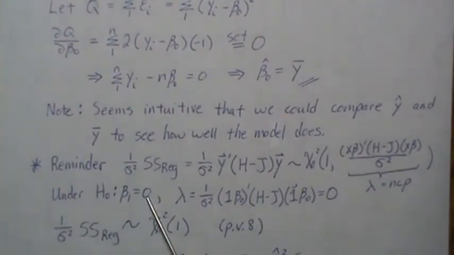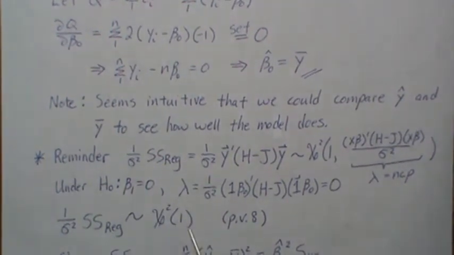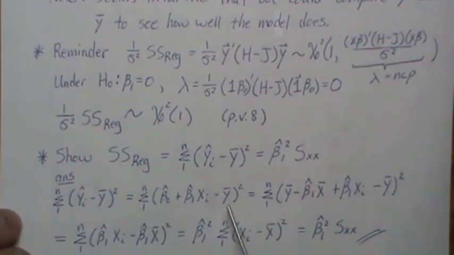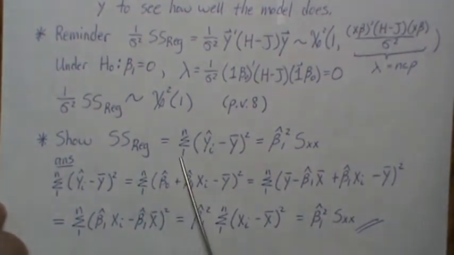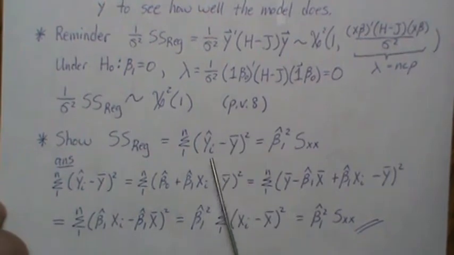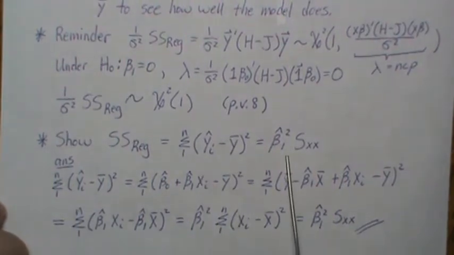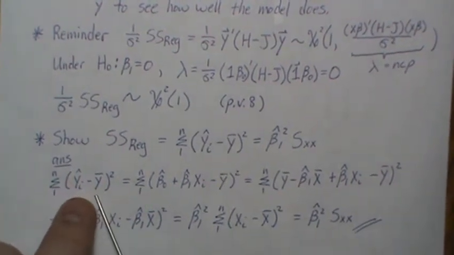So under the null hypothesis, the sum of squares regression becomes a central chi-square distribution with 1 degree of freedom, right? The non-centrality parameter is 0. Now, this result, we want to show that the sum of squares regression, which as your reminder is the fitted value minus y bar squared summed, is this. So you take this quantity, put it here.